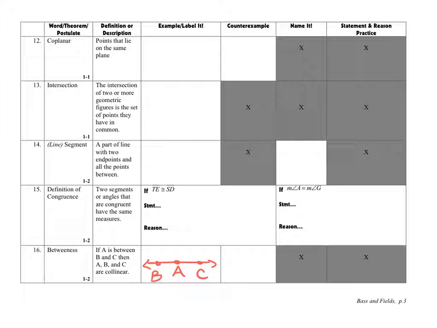So when we think about counterexamples, when we draw this counterexample, it's important to remember that I can certainly see B and C here and here, but if I put A off the line, now my points are not collinear. So even though visually it feels like A is between B and C, by our definition, it is not.